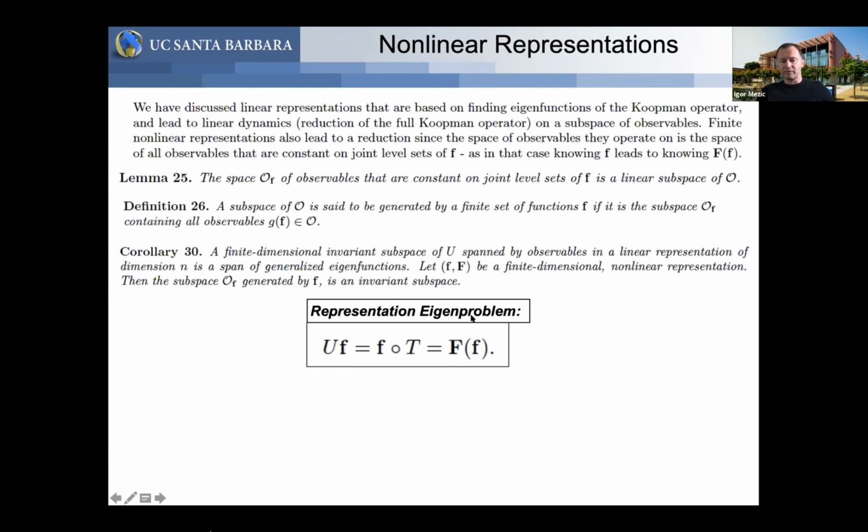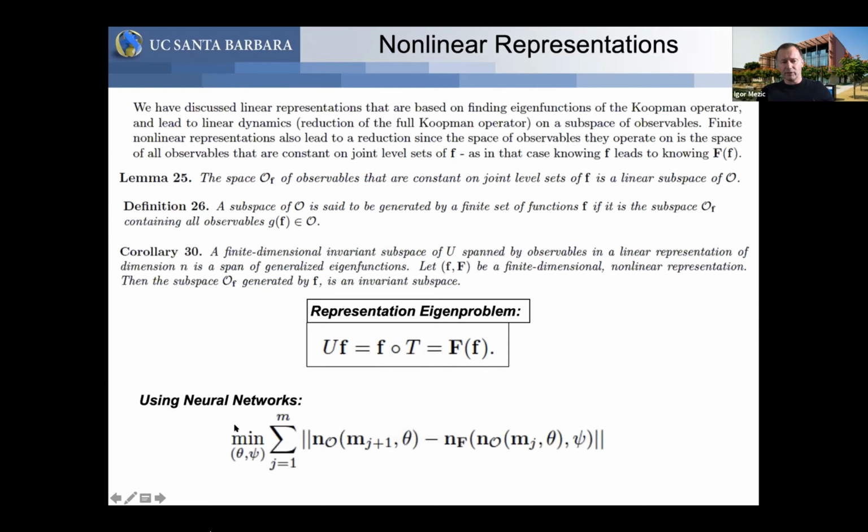So this leads to the following. There is a proper generalization of the eigenvalue problem for the Koopman operator, and that's in finding a set of functions f and a map, capital F, such that they satisfy U f equals F acting on f themselves. So this problem deserves, I think, a further look. If you just take F to be a linear matrix here, you're going to get our standard linear representations. It's clearly associated with infinite dimensional subspaces of the Koopman operator.